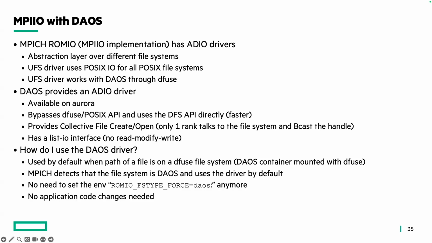How do you use the DAOS driver? You don't have to do anything. Today it is used by default when you're accessing a dfuse DAOS file system. MPICH will detect that the file system is based on top of DAOS and use the driver by default. It used to not be the case; you had to set an environment variable to use that, but that's not the case anymore with the latest DAOS installed on Aurora. It will automatically use that driver. No application code changes are needed in that case.